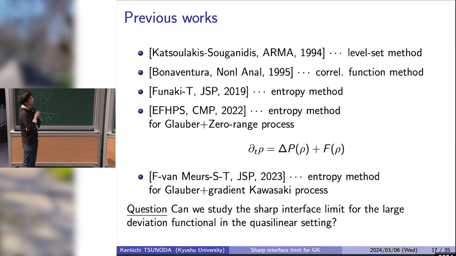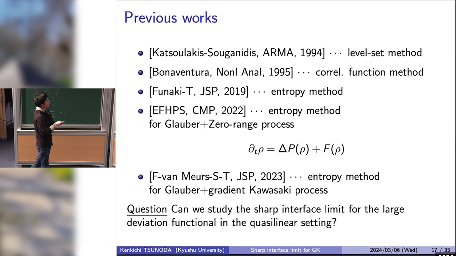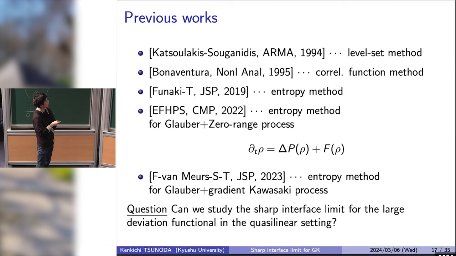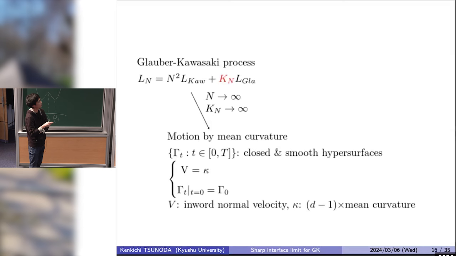After that, we also applied the same method to discuss our Glauber plus gradient Kawasaki process, and we have justified this limit by the entropy method.